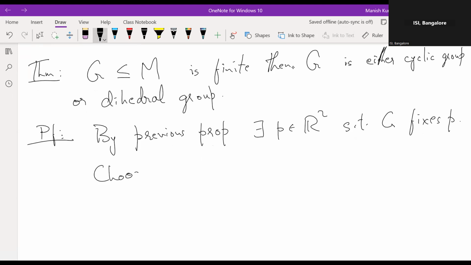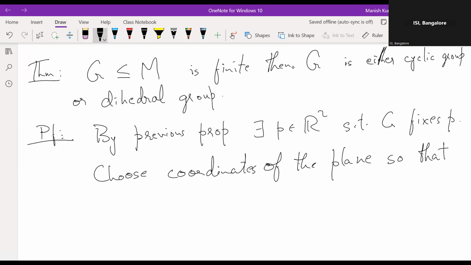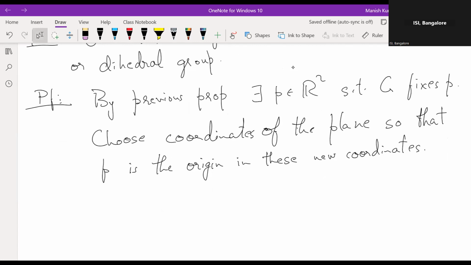Choose coordinates of the plane so that P is the origin in these new coordinates. Yeah, so in these new coordinates, P is the origin.